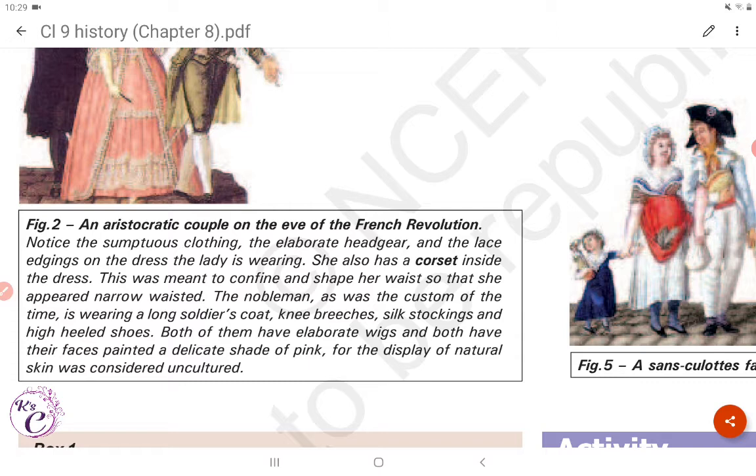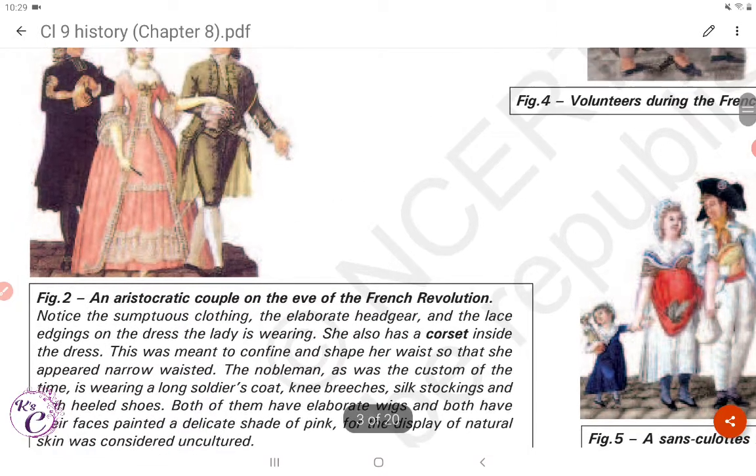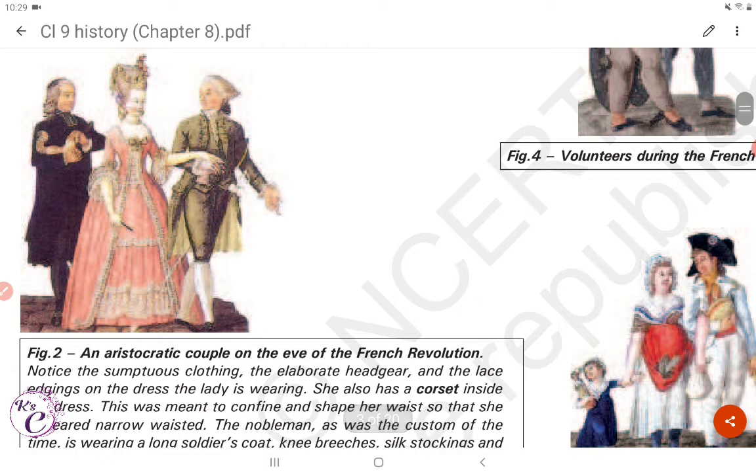The nobleman, as was the custom of the time, is wearing a long soldier's coat. So he's wearing a coat, knee breeches, then silk stockings, and high-heeled shoes. Both of them have elaborate wigs, and both have their faces painted a delicate shade of pink, for the display of natural skin was considered uncultured. So, this is the aristocratic couple.